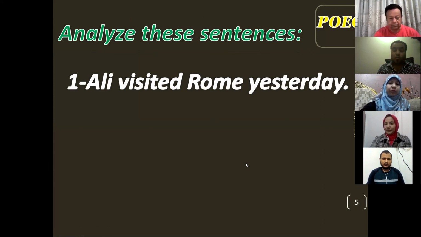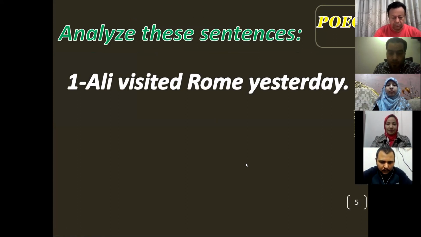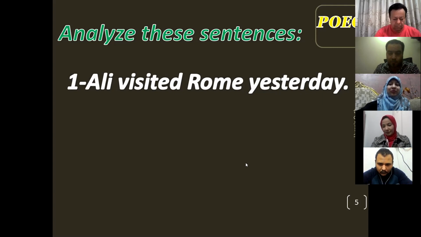Ali visited Rome yesterday. In one post, you write Ali and you tell me what part of speech this is. Visited, Rome, yesterday. In one post, guys, in one post, do not tell me Ali is such and such, then after 30 minutes tell me visited is such and such. Mashallah, Aya, this is great. She answered the four of them in one line.